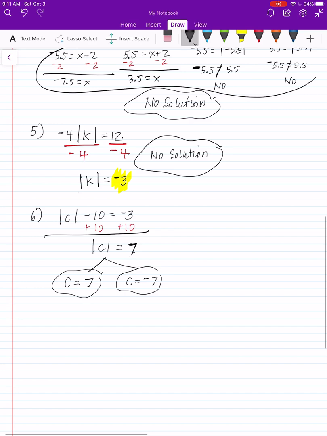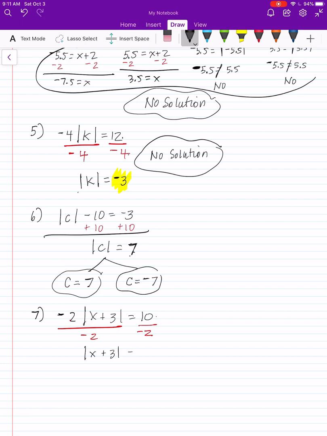Okay, number 7, one more, number 7. Negative 2, absolute value of x plus 3 equals 10. So you're thinking, yep, I'm good to go. It's a positive. Nope, need to isolate first. So these are being multiplied, so I need to divide by negative 2. And when I divide by negative 2, that leaves me the absolute value of x plus 3 equals 10 divided by negative 2, which is negative 5. Ooh, did you see it? It's isolated and I have a negative, so stop right there and write no solution.